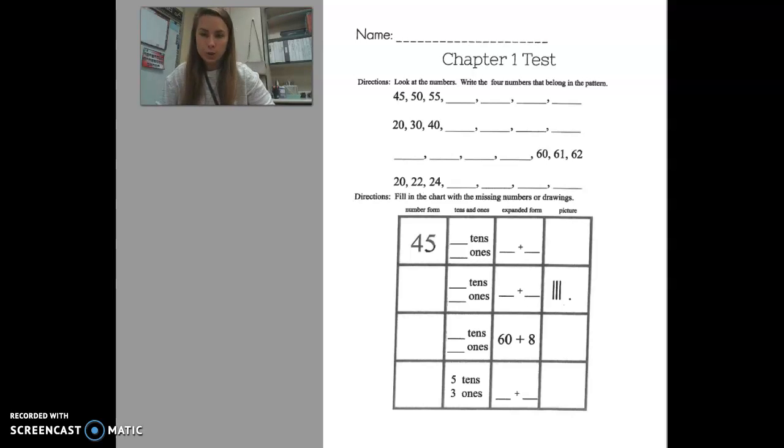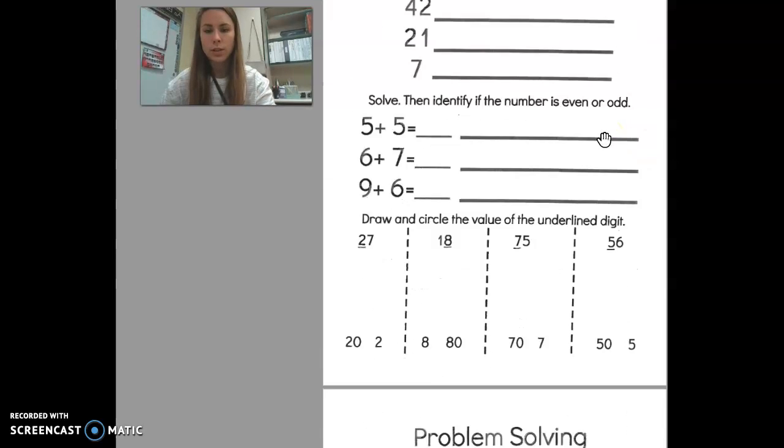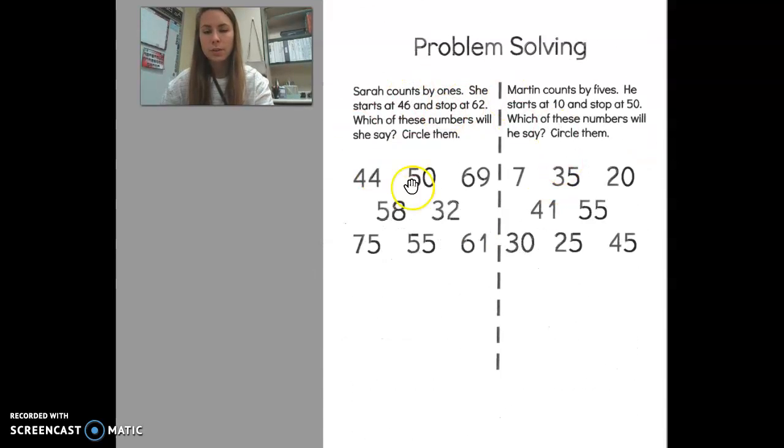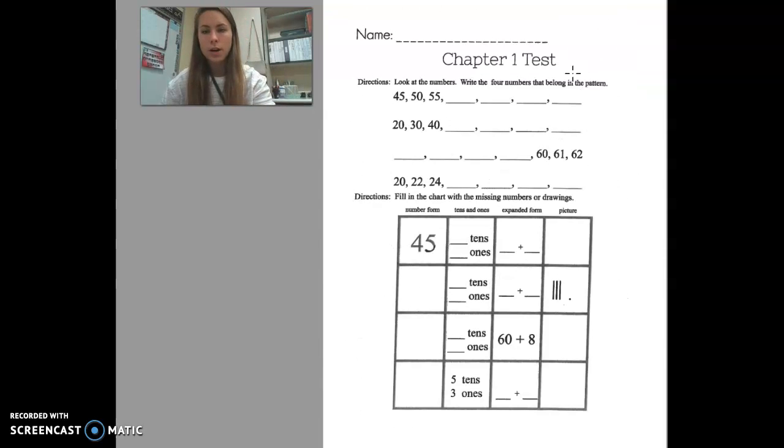We have gone through all the lessons so far in Chapter 1, and it is definitely my belief that you guys are very ready for this. I'm going to just read you the directions so that you know what you're supposed to do for each problem. So your test is only a few pages, and I'm going to read the problem-solving questions out loud so that you know what you're supposed to be doing.